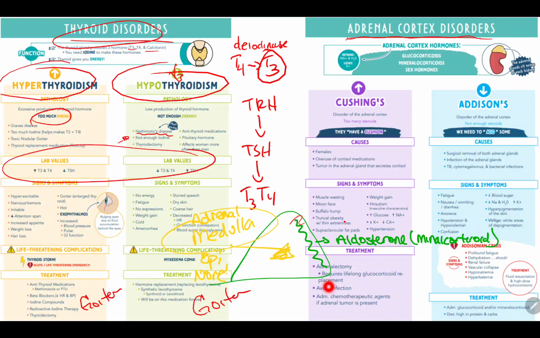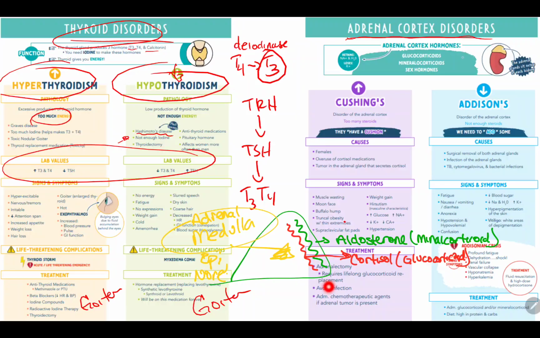I also want you to remember that middle layer, which we talk about a lot. That middle layer is going to produce those glucocorticoids such as cortisol. And remember, it is a glucocorticoid because it has something to do with glucose, maintaining glucose concentrations, really.